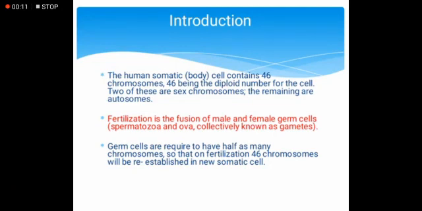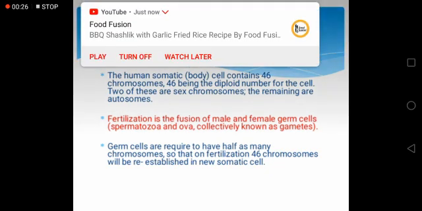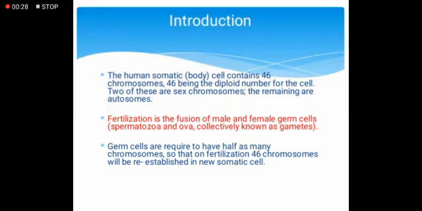The human somatic cell contains 46 chromosomes, 46 being the diploid number for the cell. Two of these are sex chromosomes, the remaining are autosomes. Each chromosome is paired so that every cell has 22 homologous sets of paired autosomes with one sex chromosome from father and one from mother.